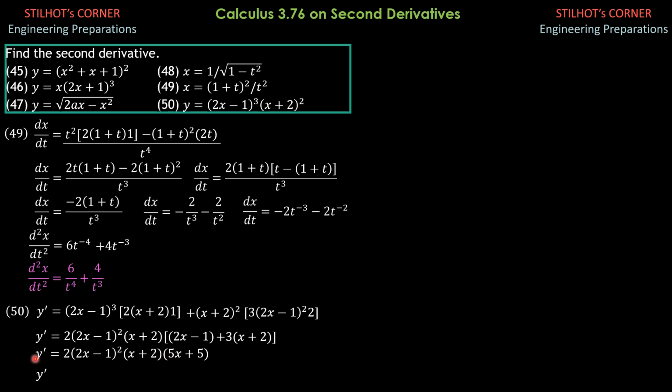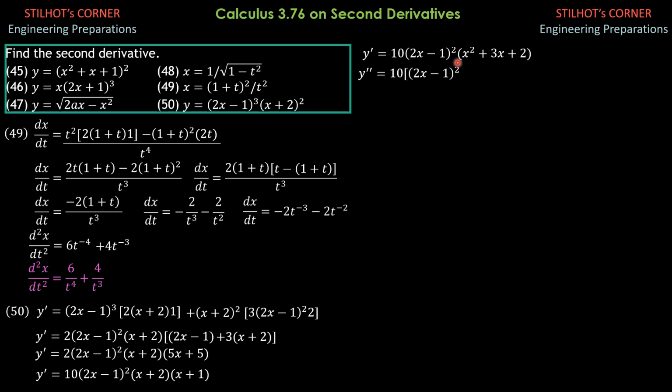Factor out 5, so y prime is 10, quantity 2x minus 1 squared, x plus 2, and x plus 1. Let's combine this. Let's simplify. So y prime is 10 quantity 2x minus 1 squared, then times quantity x squared plus 3x plus 2. So that we have derivative of product again, factoring out this constant. So y prime equals 10 quantity first 2x minus 1 squared, the derivative of second 2x plus 3, plus second x squared plus 3x plus 2, derivative of first 2 times quantity 2x minus 1 times 2.